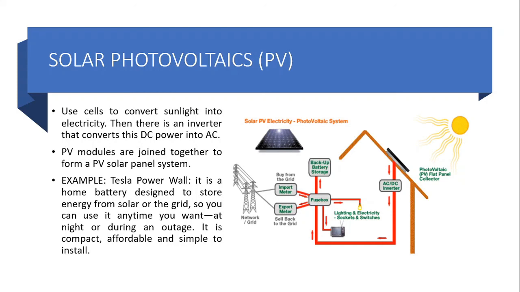A very famous example for this solar photovoltaics is the Tesla Powerwall. It is a home battery designed to store energy from solar or the grid, so you can use it any time of the day you wish to, at night or during an outage if there is any. It is very compact, it is affordable, and it is very simple to install. That's why it's becoming very popular these days.